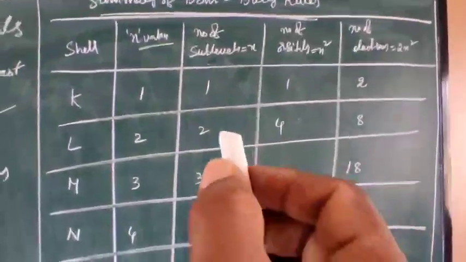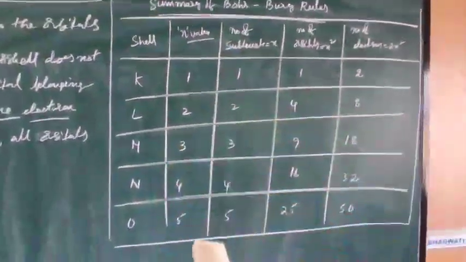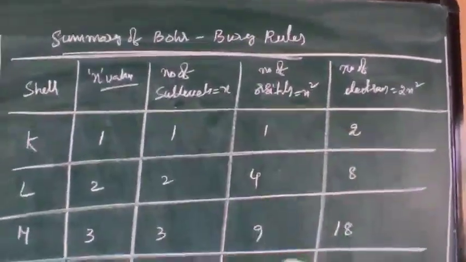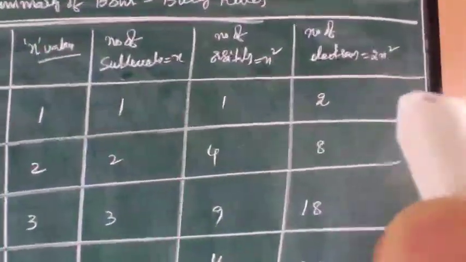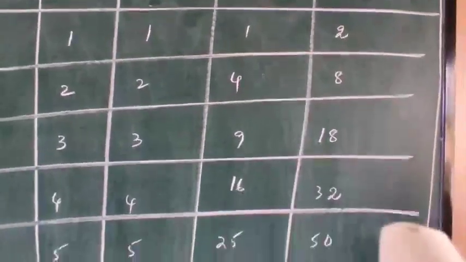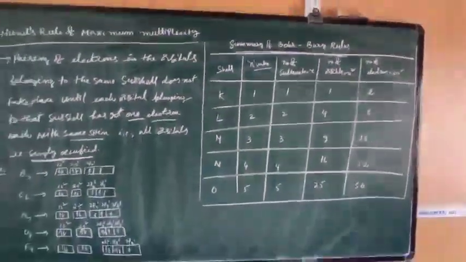Once again, observe this one. This is the shell: K, L, M, N, O. This is n value 1, 2, 3, 4, 5. This is the number of sublevels, that is equal to n, so the same values will come. Number of orbitals is equal to n square: 1, 4, 9, 16, 25 like that. Number of electrons is equal to 2n square. So 2, 8, 18, 32, 50. This is the summary of the Bohr-Bury rule.